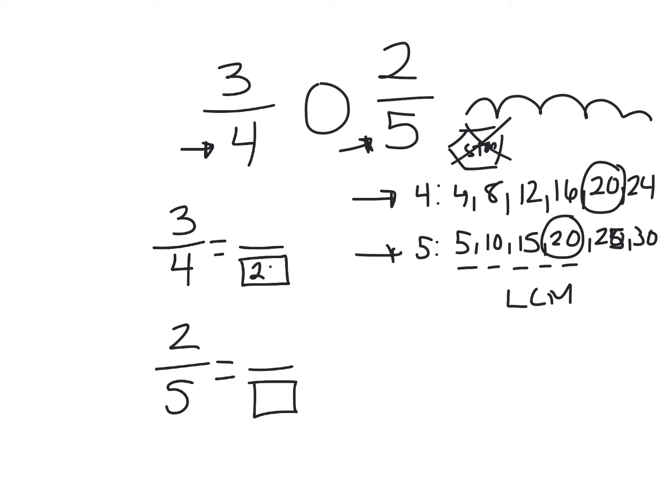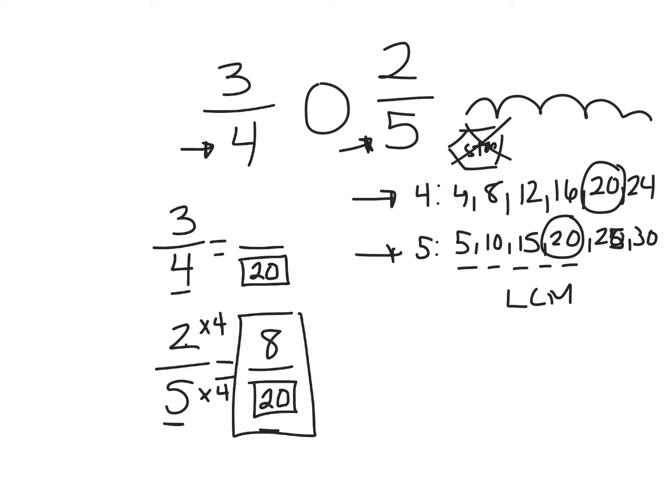So I'm going to make 2 equivalent fractions out of 20 equal parts. So I'm going to look at 5 and 20. How do I get from 5 to 20? Well, I multiply it by 4. So I have to multiply it by 4. 2 times 4 is 8. So now I have a new fraction. It's equivalent to 2/5. It's just out of 20 parts.